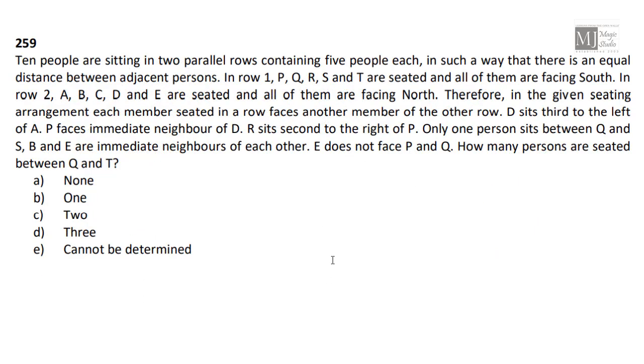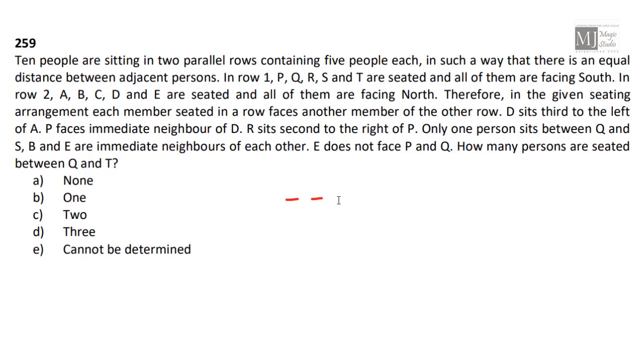10 people are sitting in 2 parallel rows containing 5 people each, in such a way that there is an equal distance between adjacent persons. In row 1, P, Q, R, S, T are seated and all of them are facing south. In row 2, A, B, C, D, E are seated and all of them are facing north. Therefore, in the given sitting arrangement, each member seated in a row faces another member of the other row.